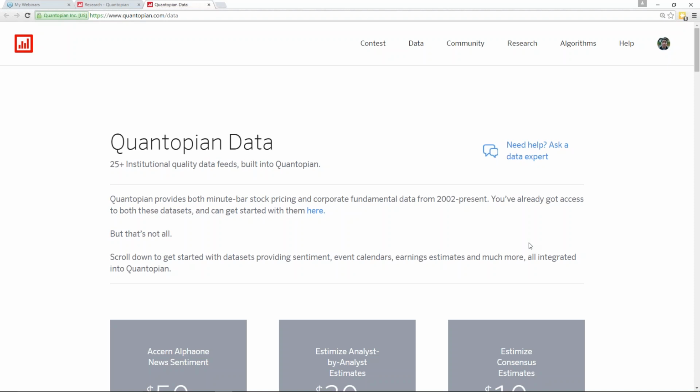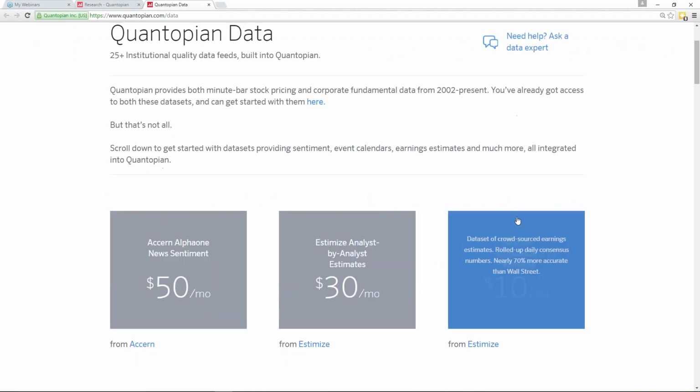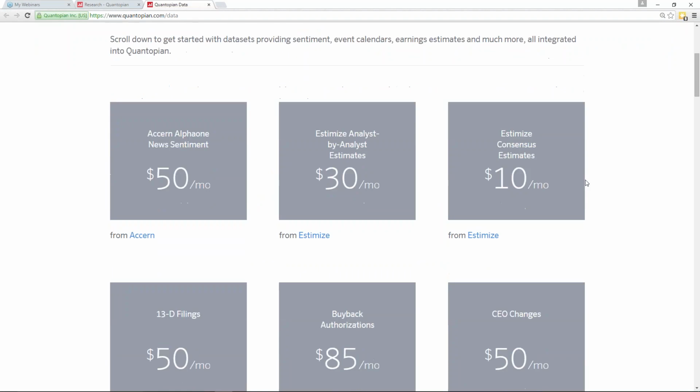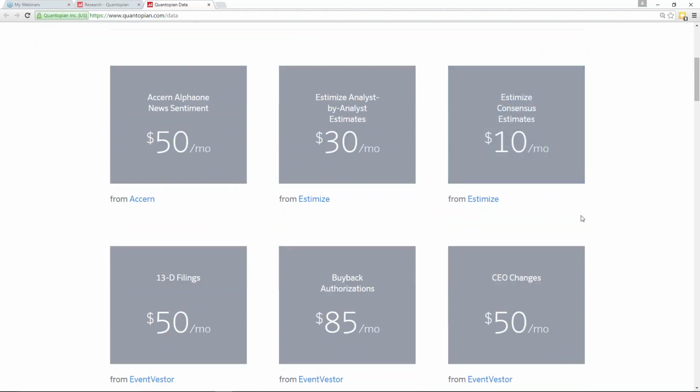If we scroll down here a little bit, we can see some of these 25 data sets. We get here on the Quantopian site by clicking on data in the menu. We've got lots of different data sets from, right now, 3 vendors in place. We've got 3 more vendors in the pipeline. We've got a CERN and their new sentiment data. We've got Estimize and their crowdsourced earnings estimates data. You also get Wall Street consensus numbers in their data set as well.